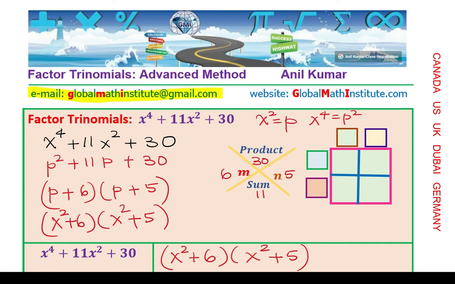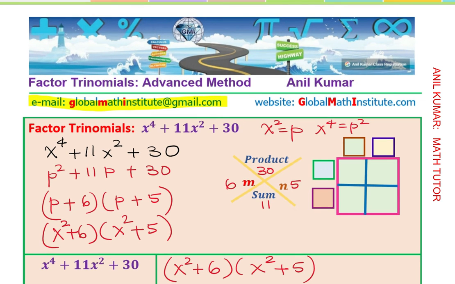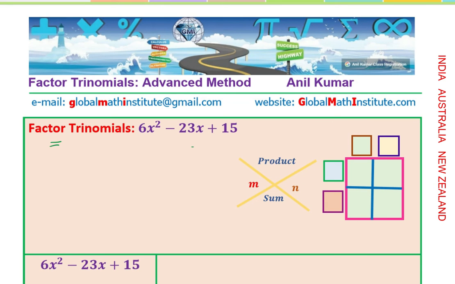Perfect. Now, let's take up the next example, which is to understand how do we apply very effectively these four methods, right? So the example for us is right here. We have 6x squared minus 23x plus 15. As you can see, the leading coefficient is not 1, it is 6. So in this particular case, we need to definitely find product and sum. Now, how do we find the product and sum?